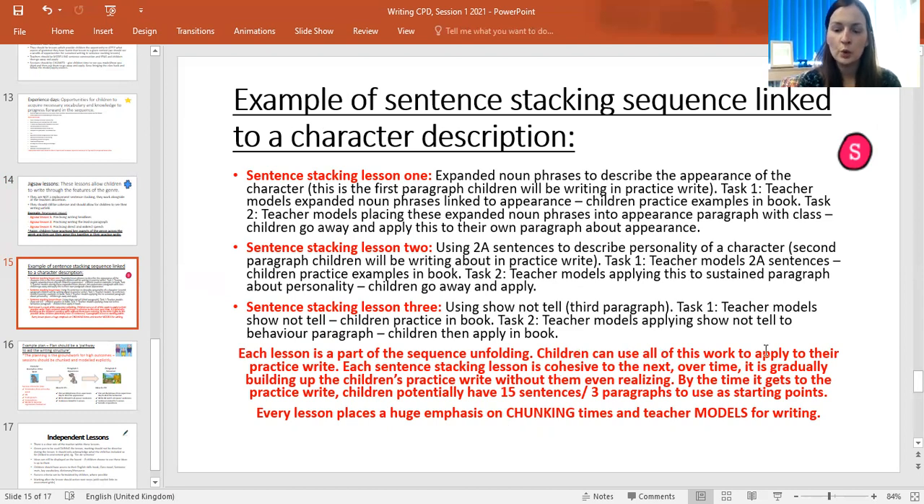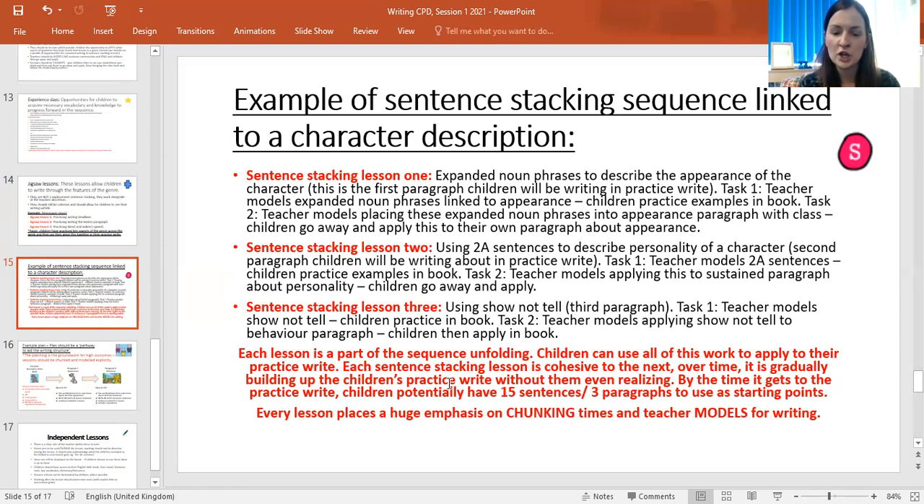Children can use all of this work then to apply to the practice write. So when they're in their practice write, they should be able to go back to, oh, this is my appearance paragraph. I'm going back to that day where I did appearance, and I've got a wealth of sentence types that I can use straight away in my practice write, and they can build on that. So we don't want to be wasting any of those sentence stacking lessons.